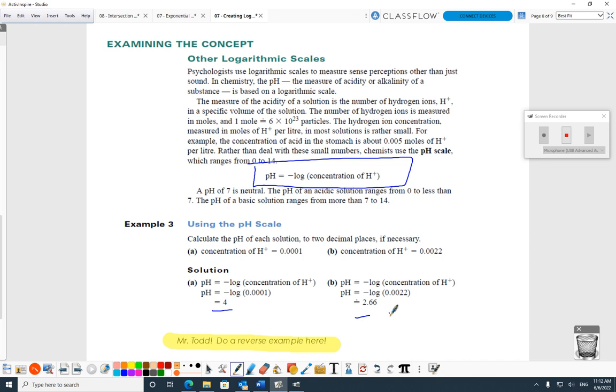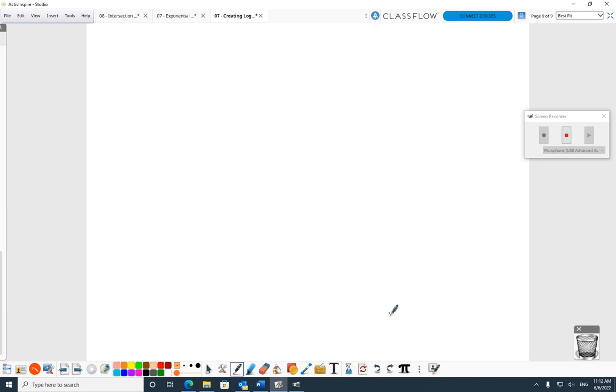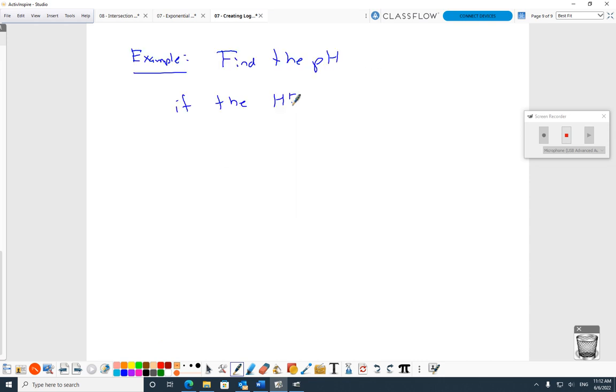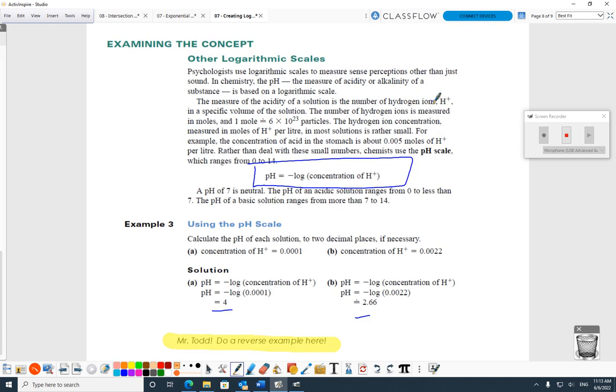Mr. Todd, do a reverse example here. Find the pH if the H plus concentration. Chemistry people, do you guys do little square brackets for concentration? Doing that yet? Yeah, okay. If the H plus concentration, if the amount of H plus ions is, I'll do one that's close to these, 0.0001.